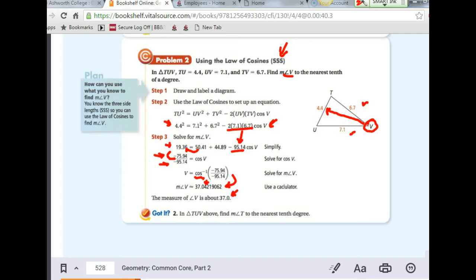Again, it's the law of cosines. The only difference is that you're solving for the cosine of V or the angle V rather than solving for one of the sides like you do when you're given an angle in between those and you're looking for a side. So it's just another version of the same process called the law of cosines.